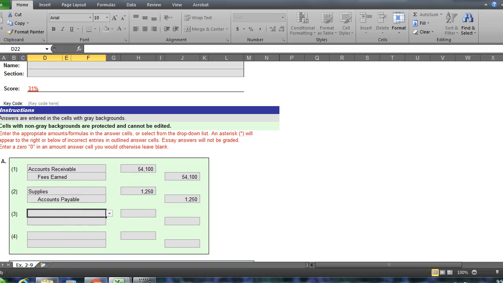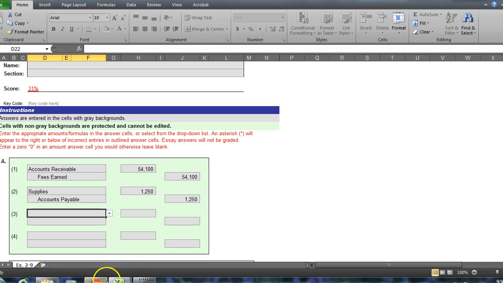Rule number 1, assets are increased with debits, decreased with credits. Rule number 2, liabilities are increased with credits and decreased with debits. Rule number 3, revenues are increased with credits and decreased with debits. Rule number 4, equity is increased with a credit and decreased with a debit. Very important rules to remember.